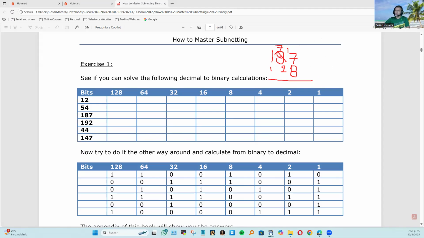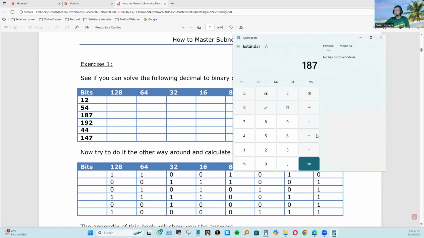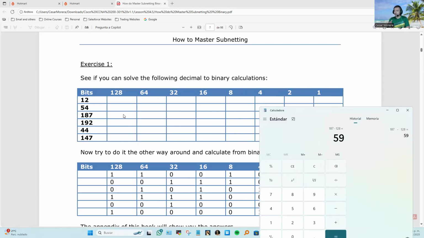Let me go ahead and use the calculator just in case so we don't get too much confusion on this and it will be easy. Let me just look for the calculator real quick. But it is the same method. We are doing this subtraction. So 187 minus 128 and we get 59. And we keep adding the ones where we can actually subtract. But if we cannot subtract, we will be adding zeros.